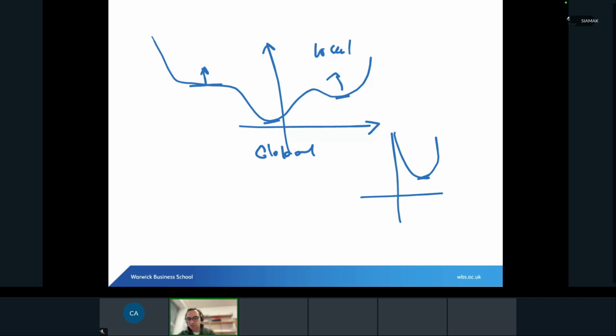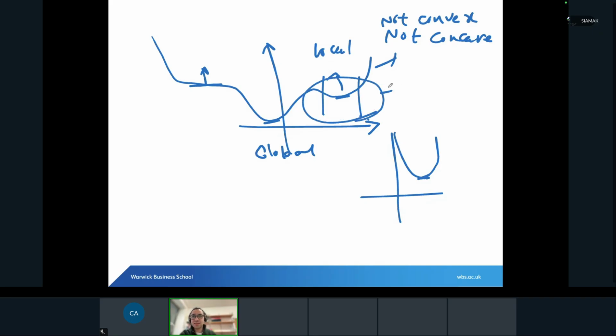You just need to be careful about this. This function is obviously not convex, not concave, right? You see that. But you can see here that the second derivative of this function, f''(x), is greater than or equal to 0 for some x's. For some values of x we can find the second derivative being non-negative.